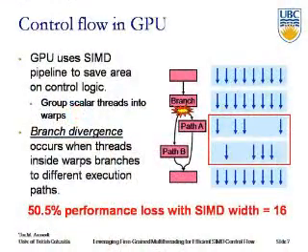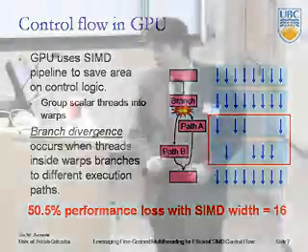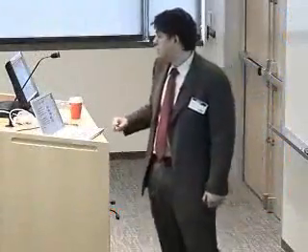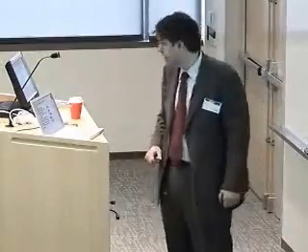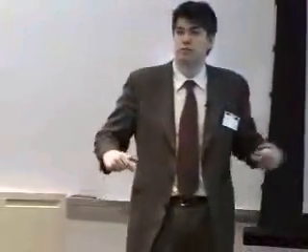Okay, so here's just an example to motivate the branch problem that we're going to solve. We're using a SIMD pipeline to save area on control logic. We're grouping scalar threads into warps. And this diagram off to the right is going to hopefully illustrate that for you. When you say save area, are we talking about transistor area? Yeah, we want to support more threads per unit area of silicon.